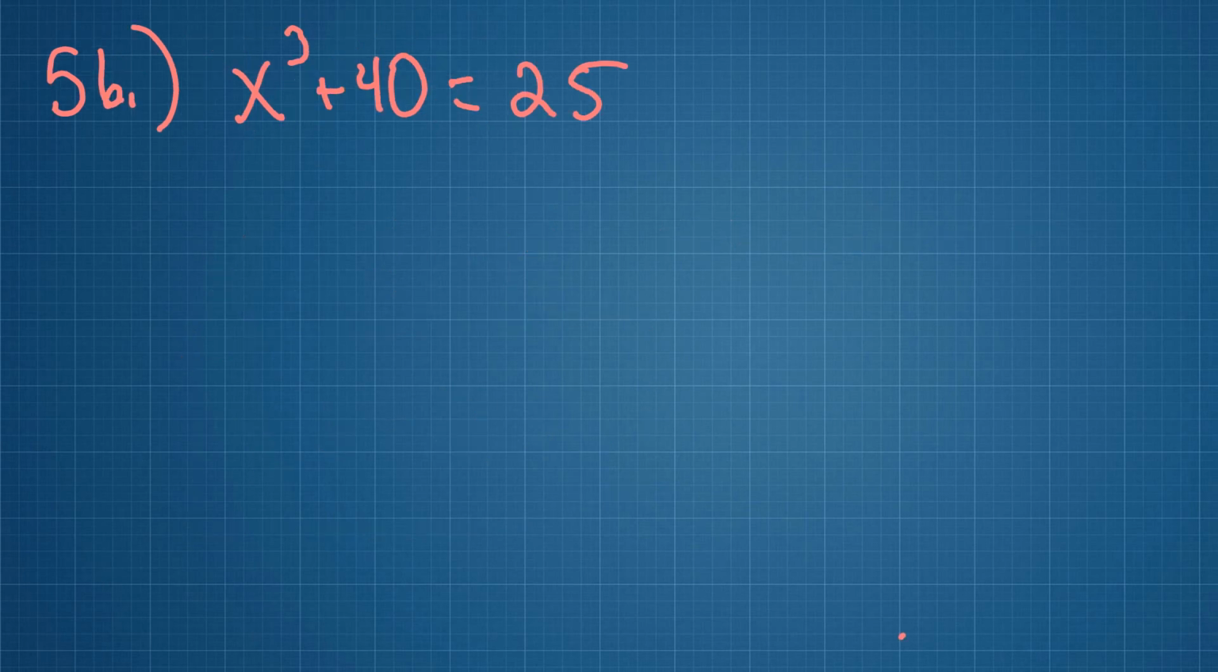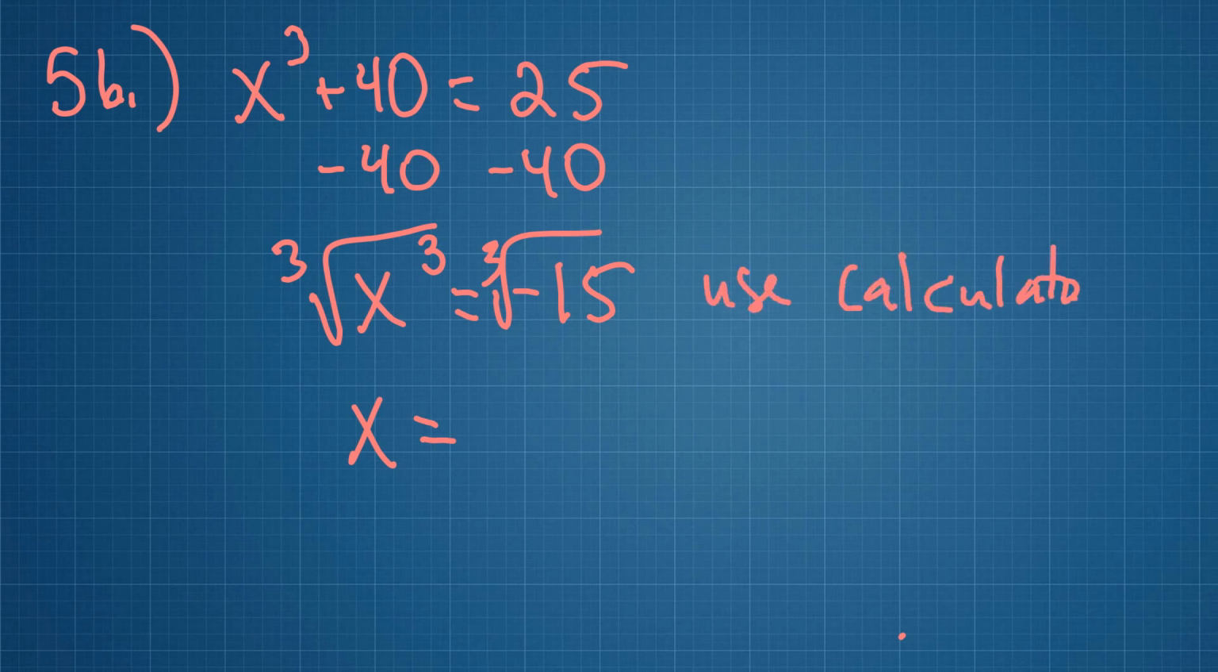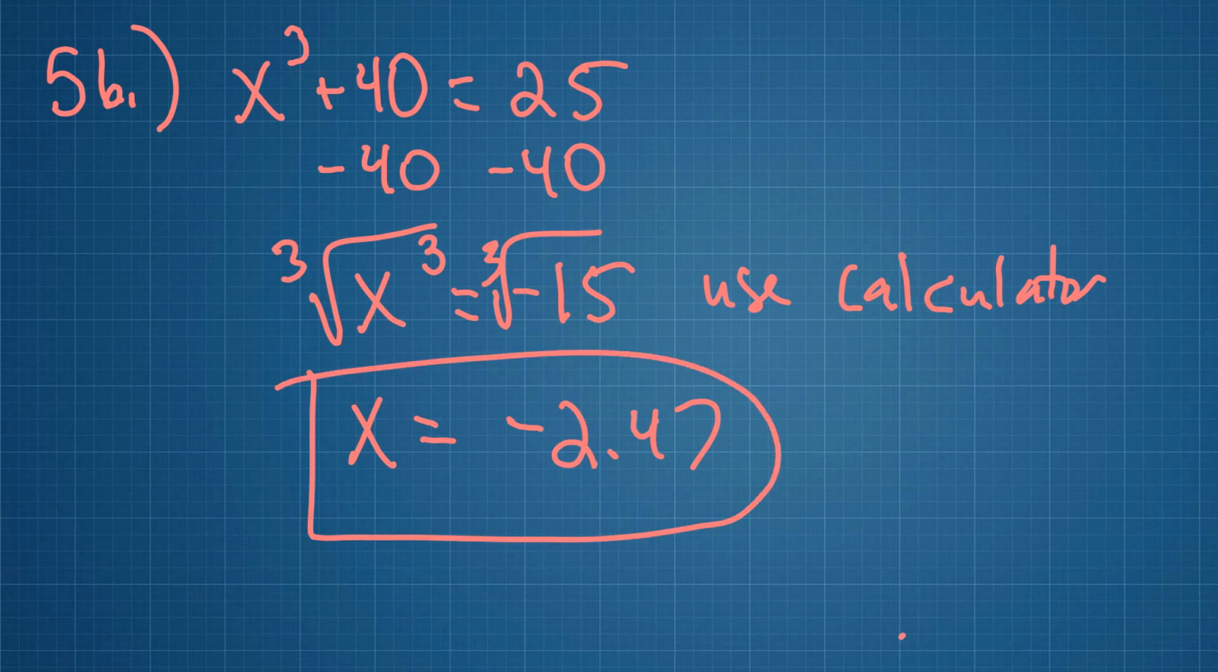Alright, x cubed plus 40. I subtract 40 from both sides. I get x cubed equals negative 15. Now I take the cube root of both sides. I get x is equal to. Now, once again, this cannot be broken down because there are no cubes that give me 15. So I use my calculator. I get x is equal to negative 2.47. And that's my final answer.